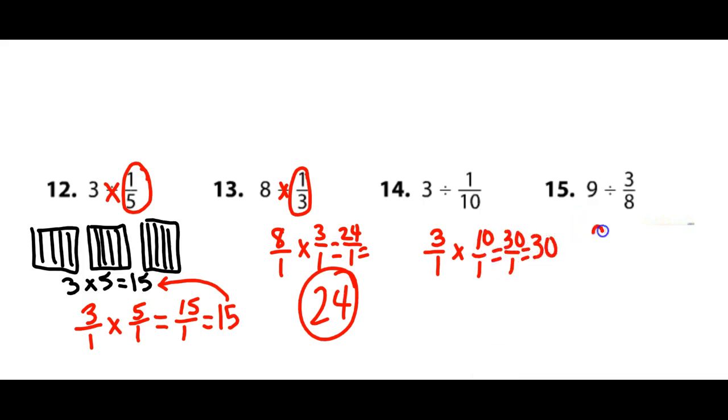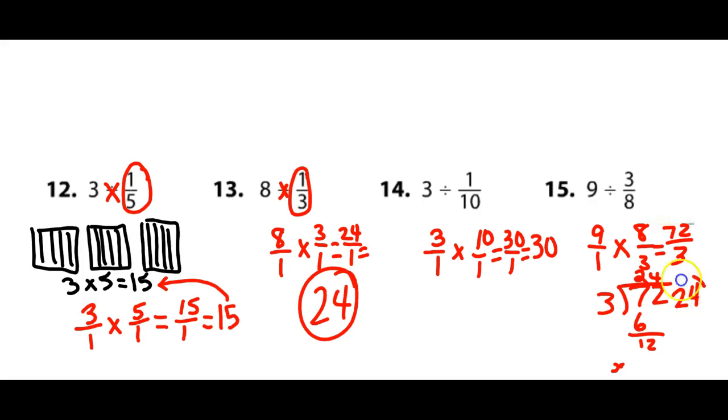Then 9/1 times 8/3 equals 72/3. Oh, we have an improper fraction. Let me go down here. 72 divided by 3 is 2, 6, 12. Oh, the answer is 24. Okay, pretty easy, right?